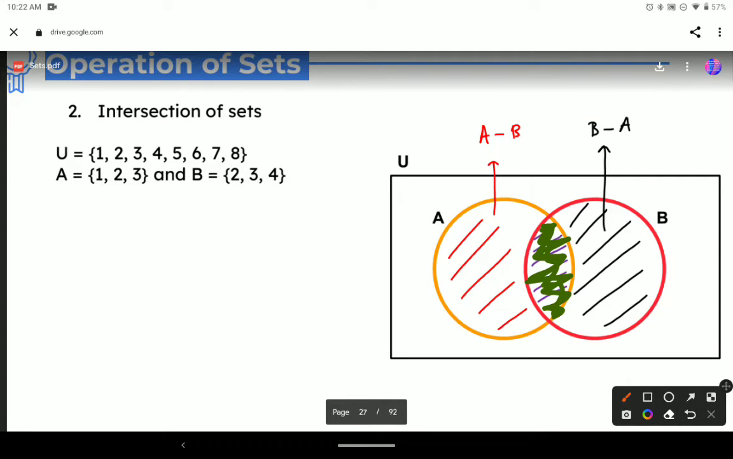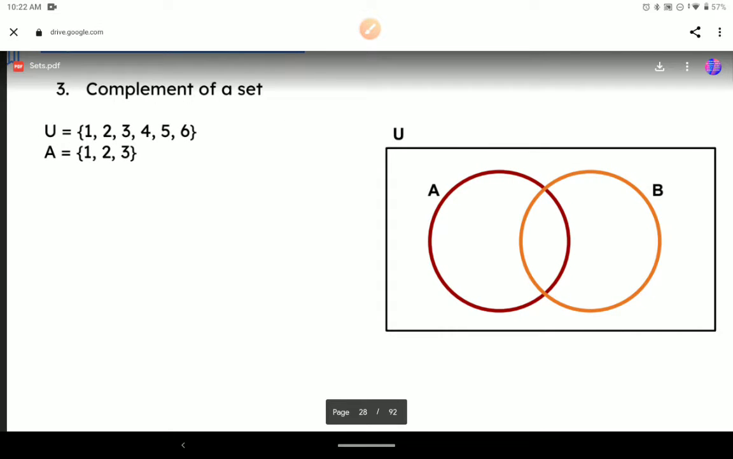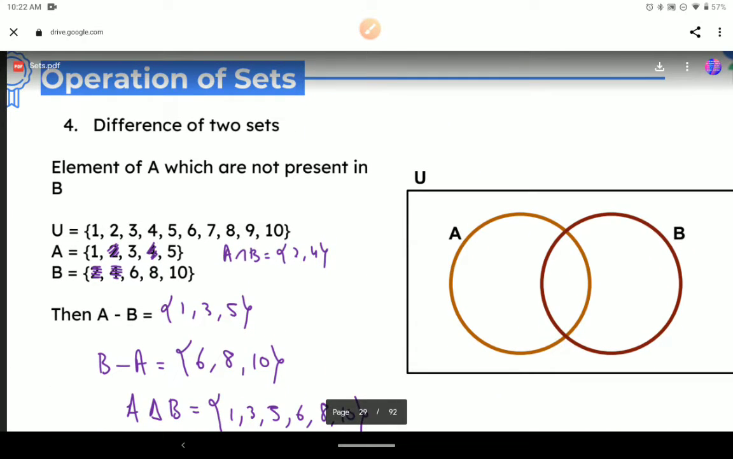Yeah, if nothing is present in this universe. So now, hope you understand. This is intersection of sets. Complement of set means everything except that set which we took. All the things in the universe should be taken into consideration.